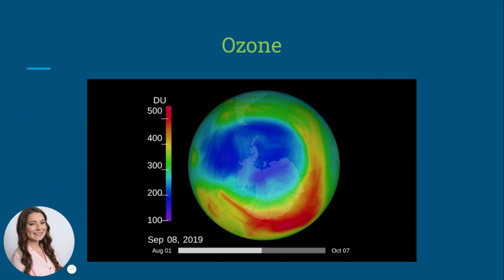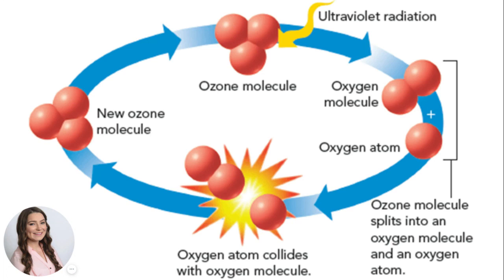CFCs break down ozone into chlorine monoxide, which does not absorb UV radiation. While CFCs have been banned since 1996, they can stay in the atmosphere for 100 years. Normally, radiation from the sun would hit a molecule of ozone, which is 3 oxygen atoms bonded together, and the energy would break the molecule apart into a dioxygen and a free oxygen atom. Eventually, these would collide and reform into ozone.